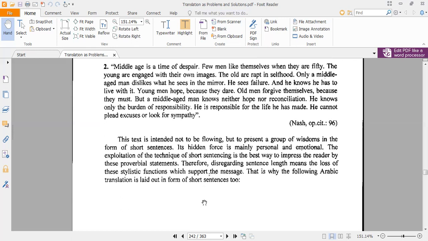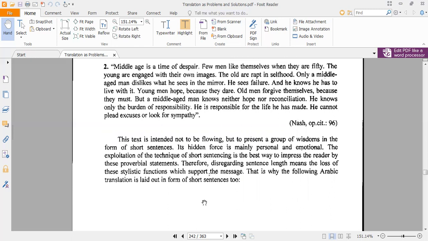Okay, as you see, this paragraph seems to introduce a group of wisdoms in the form of short sentences. We don't have actions which are happening rapidly in this paragraph, but we have short sentences, and every sentence reflects or holds a wisdom.